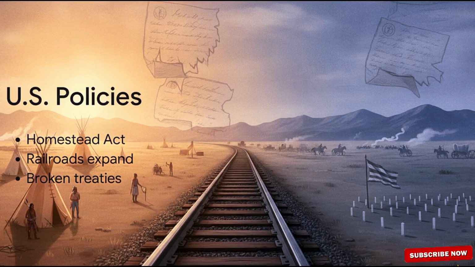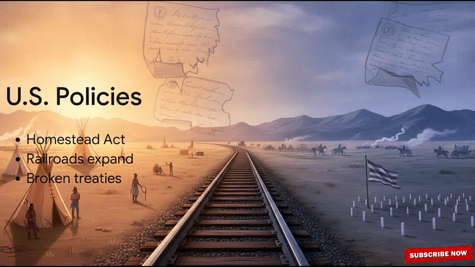So how did the U.S. government actively fuel this expansion? Well, they used policies like the Homestead Act to directly encourage thousands of settlers to pack up and move west to claim land. At the exact same time, massive railroads were just carving their way straight across the plains.